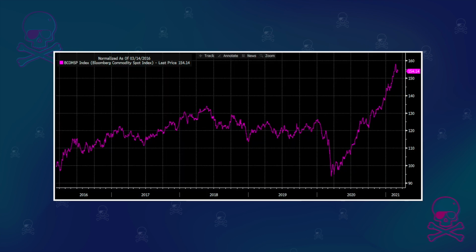Now we want to look at the inputs from the commercial producer side. The Bloomberg Commodity Spot Index shows that cost of goods took a hit during the initial pandemic fears, but quickly recovered by Q3 of 2020, and has since gone on to increase over 25% beyond pre-pandemic levels, creating an obvious rise in our commodity prices that are inputs to commercial producers.